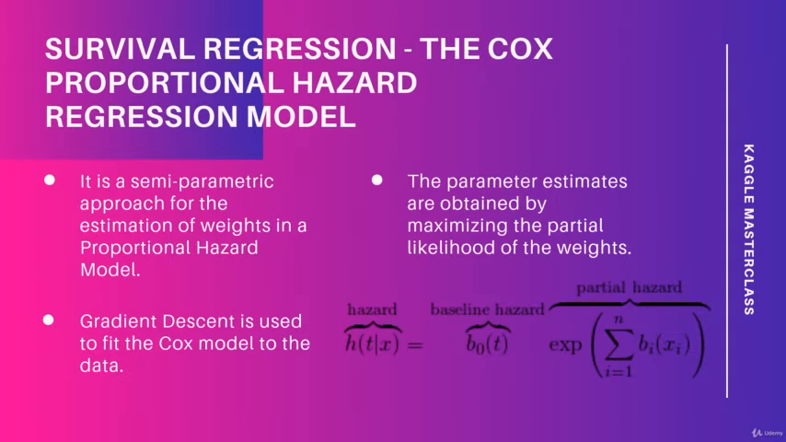It is a semi-parametric approach for the estimation of weights in a proportional hazard model. The parameter estimates are obtained by maximizing the partial likelihood of the weights. Gradient descent is used to fit the Cox model to the data. Gradient descent finds the way such that the error is minimized.